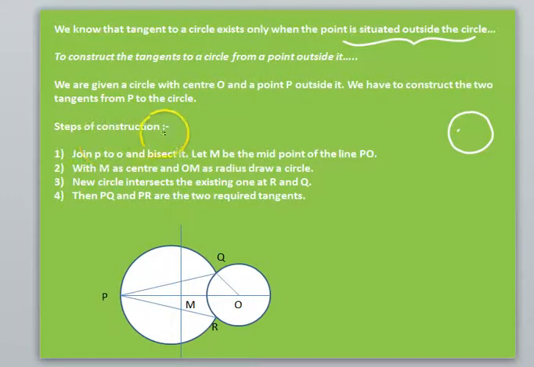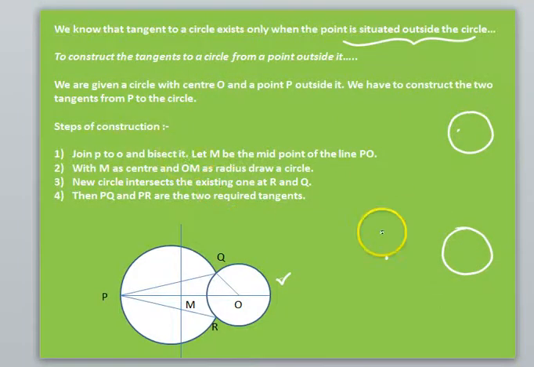We follow the steps of construction again. Join P to O. What are we having? We have a given circle, that is this one, and a point P outside it. So initially we are having a circle with a point P outside it and with the center of it as O. We have to construct the two tangents of the circle.